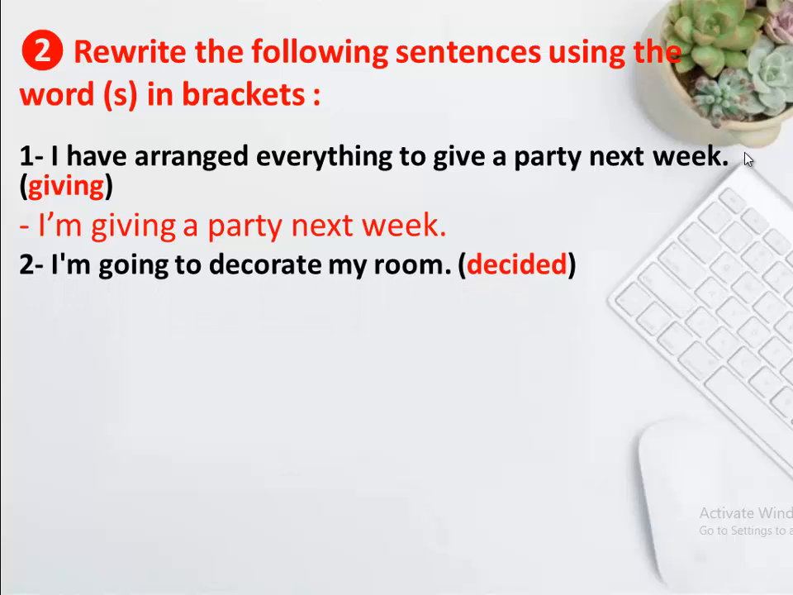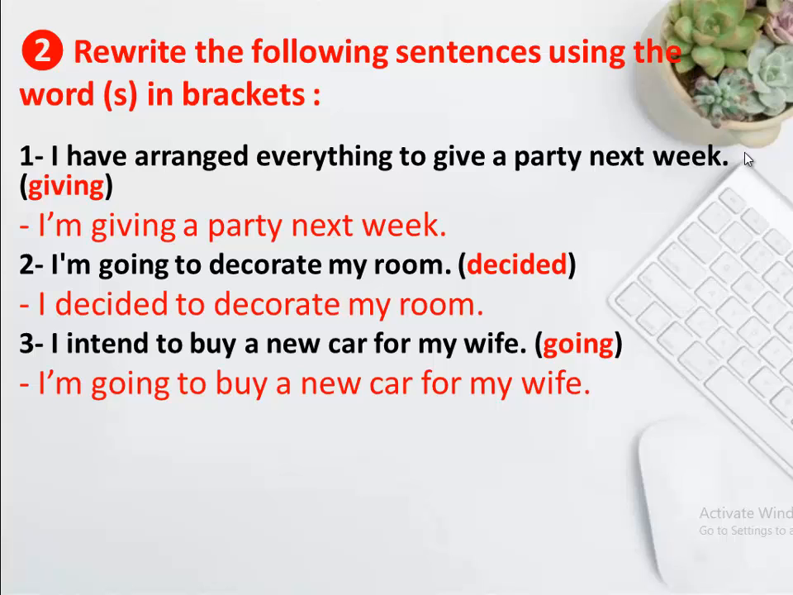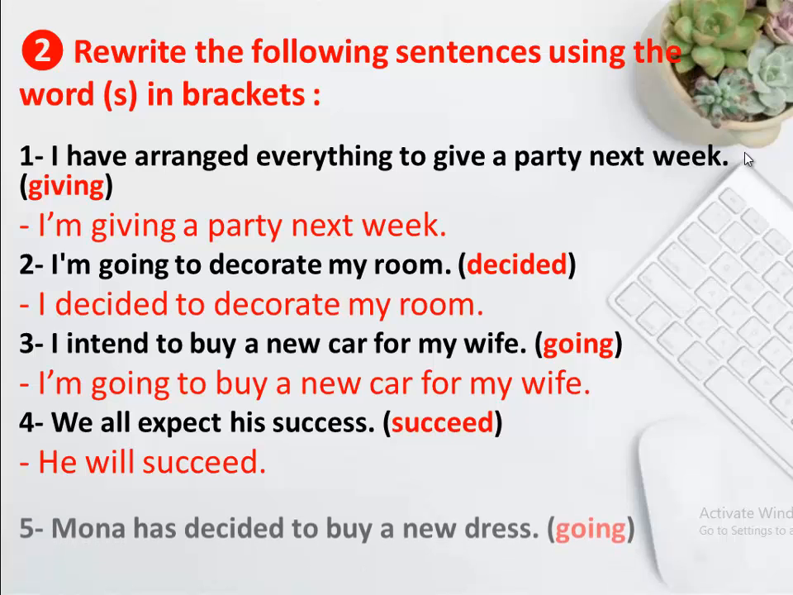Number 2: I am going to decorate my room. I decided to decorate my room. Number 3: I intend to buy a new car for my wife. I intend to do something means I am going to. I am going to buy a new car. Number 4: We all expect his success. Success is a noun, succeed is a verb. We use expect with the future with will. So he will succeed. He will plus the verb.